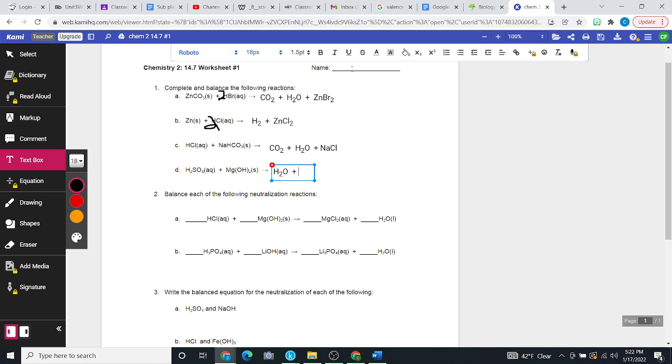And my salt. Once again, I'm splitting these into their two components: my positive magnesium, negative hydroxide, positive hydrogen, negative sulfate. So it's going to be MgSO4. And that's fine written the way it is because magnesium's a +2, sulfate's a -2. So if we look here, I think everything's okay. No, it's not.